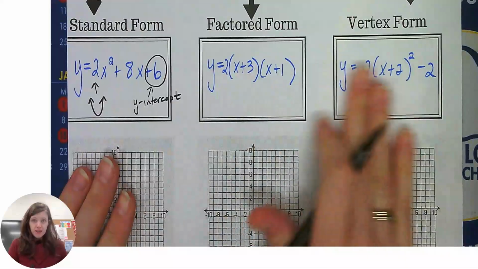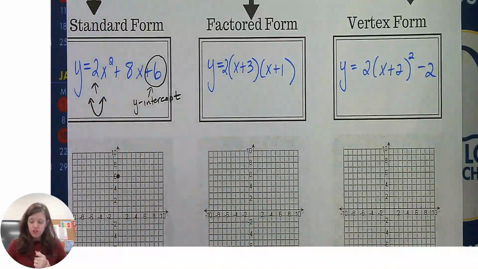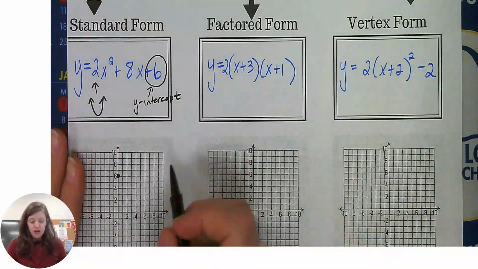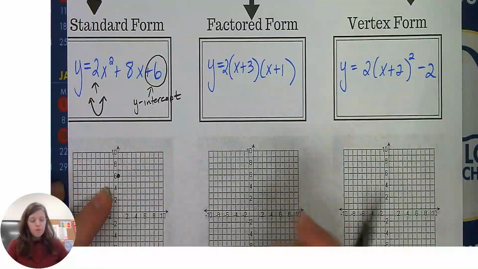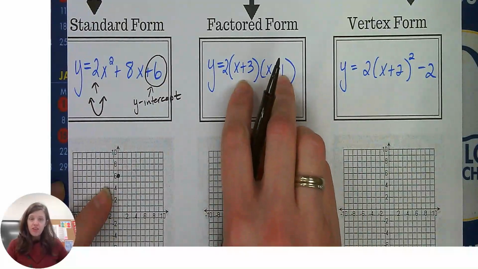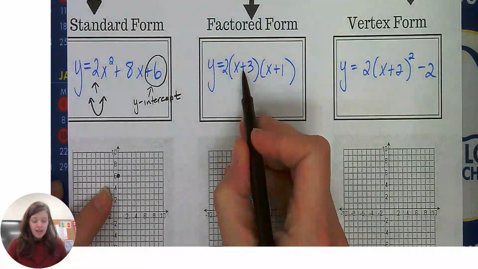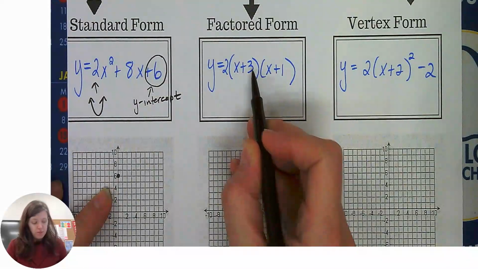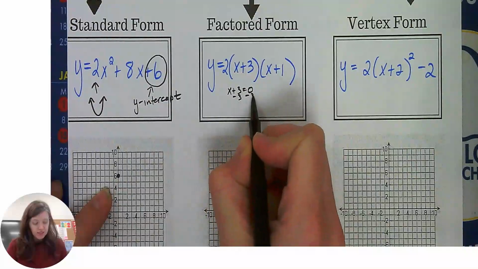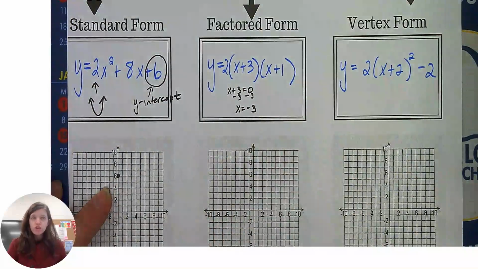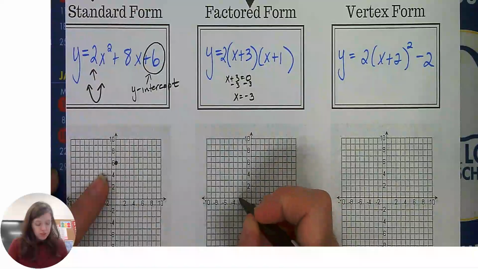So factored form and vertex form give you some other options. When you see them in that form, there are some things you can do. So let's think about factored form. If I were to compare to standard form, what can I see in this equation? Well, remember the factors are the x-intercepts or the zeros of my function. And so if I know that x plus 3 is a factor, then x plus 3 is equal to 0, I can subtract 3 from both sides, and I know that x is equal to -3. So one of my factors is -3, and so one of my x-intercepts is at -3.